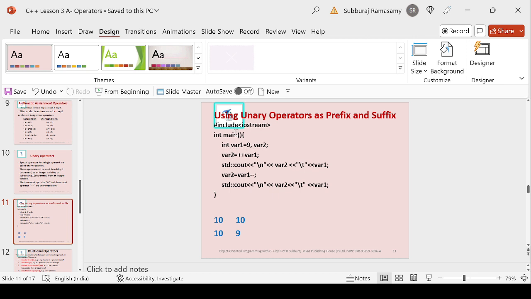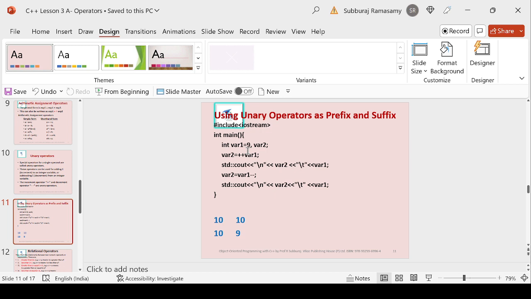See the printout, I am not using namespace std here. If I put using namespace std, then I don't have to put the std prefix here. Since I have not done that, I have to put a std prefix here, std cout. This is a new line character, so jump to the next line. What is var2? Var2 will be 9 plus 1, 10. And you go to the next step. What is var1? Var1 is 9.